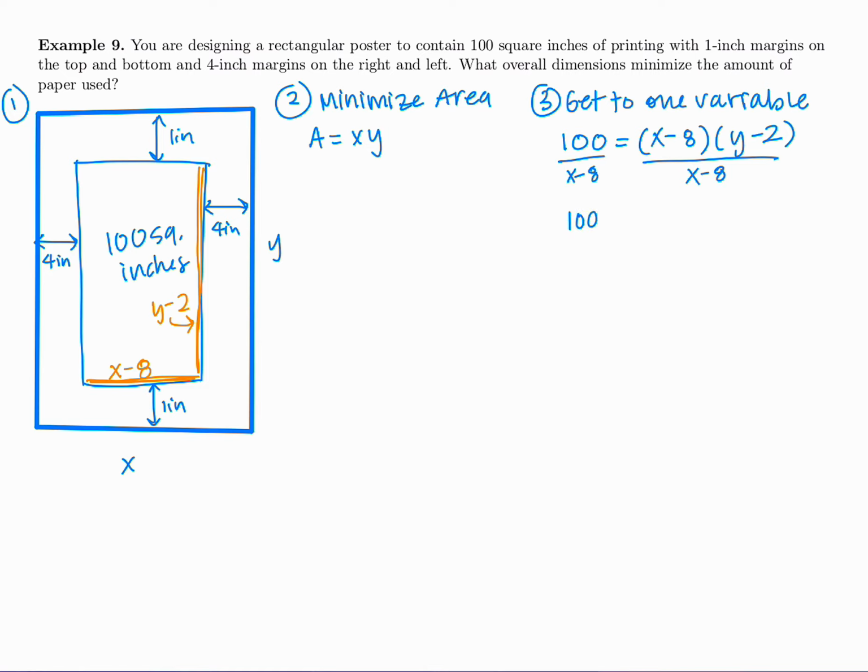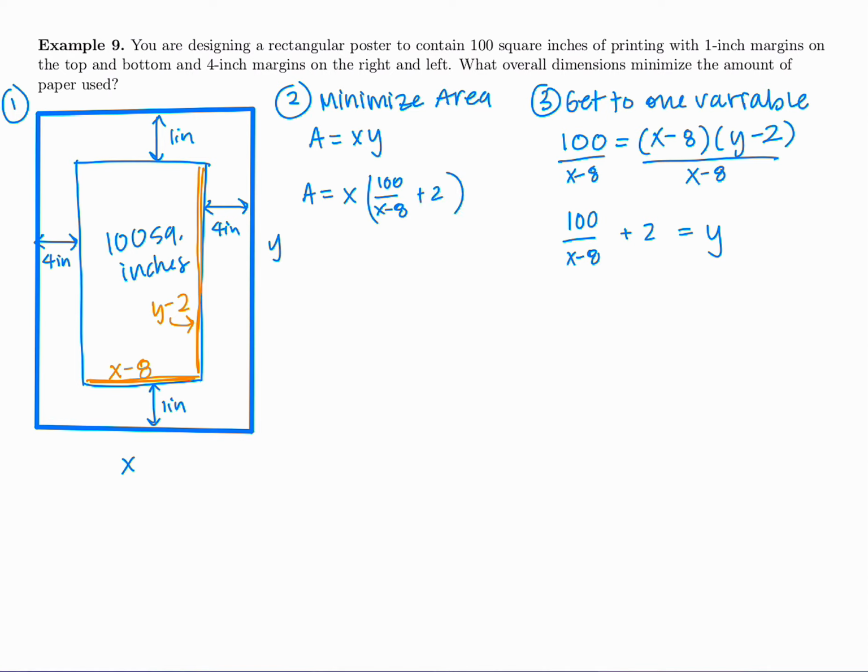So 100 over x minus 8 equals y minus 2. If I add the 2, that's my y. So there is my y, which means now I have one variable. The area of the whole big poster is x times, not y anymore, I'm going to call it 100 over x minus 8 plus 2.